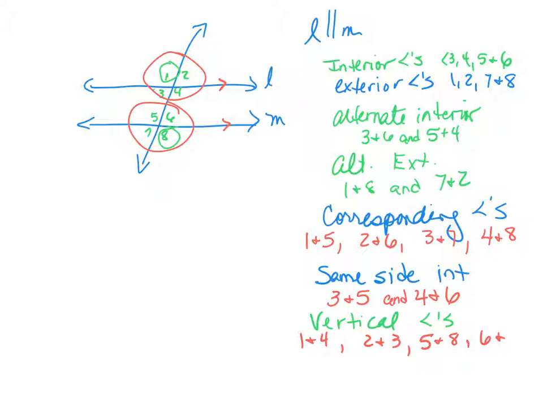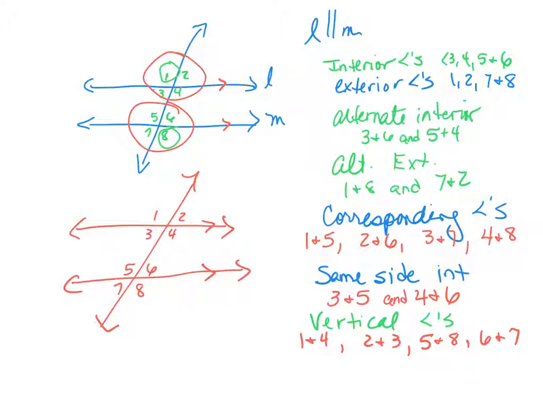Who's vertical to 6? 7. When a spear hits two fish that are not swimming in a parallel manner, then there is no relationship between these angles. However, when the two lines are parallel, we do know some things. Interior angles, exterior angles, we don't know anything about them. But let's start here at alternate interior angles.